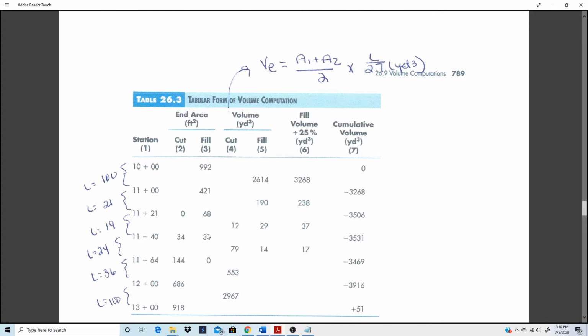So I still got a fill on this side, so I'm going to write my 12 here. And we're still going to have our fill right here. So again, 68 plus 31 divided by 2 times 19 and divided by 27. That gives me roughly 34.5.